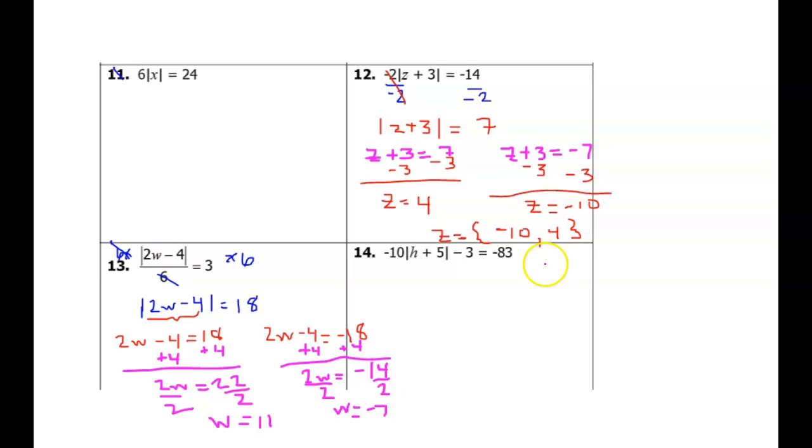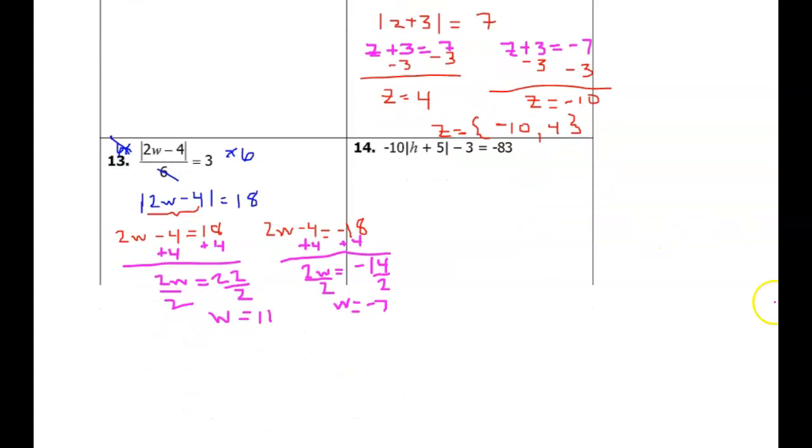The next step, guys, is to go ahead and put it as a solution set. Well, what are my solutions? Well, w equals negative 7, comma, 11. All right, negative 7 and 11. Make sure you put your bracket.